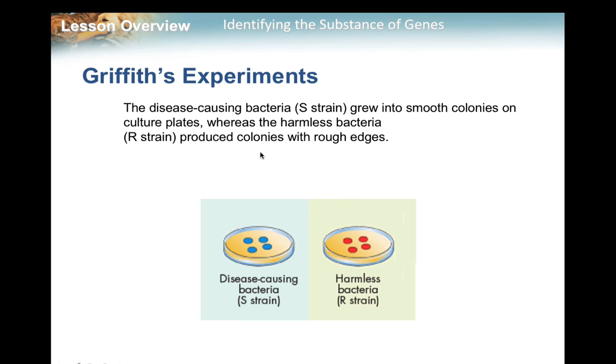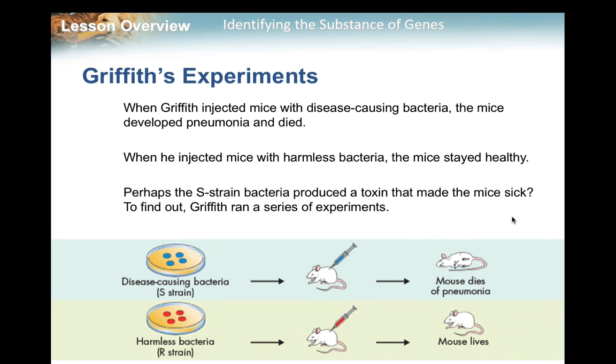With these disease-causing bacteria, the blue one was very smooth, like a penny, while the harmless one had very rough edges, kind of like a saw. So Griffith injected mice with the disease-causing bacteria. The mice all developed pneumonia and they all died. When he injected them with the harmless bacteria, they all stayed alive.